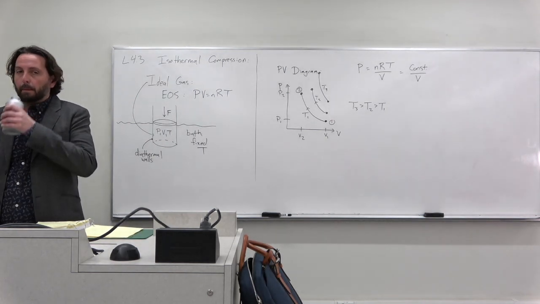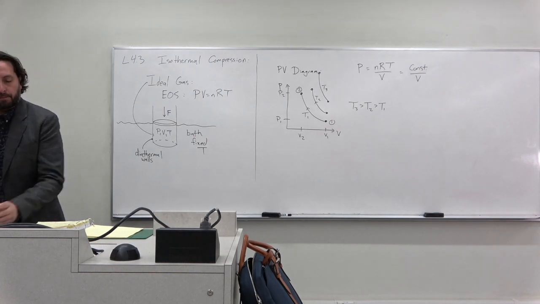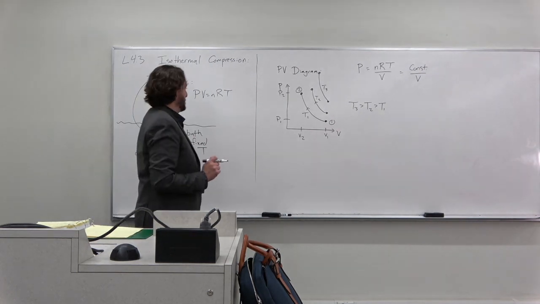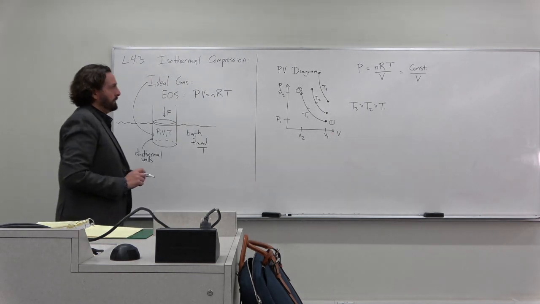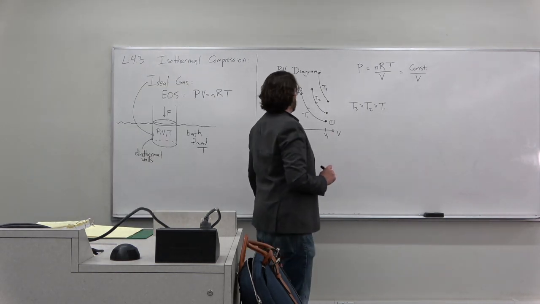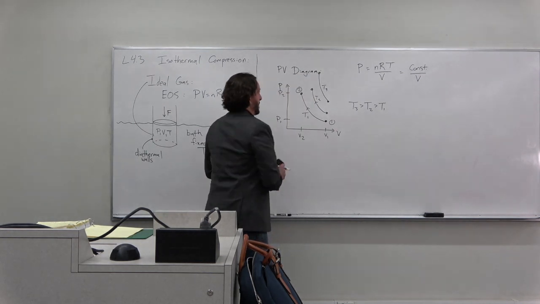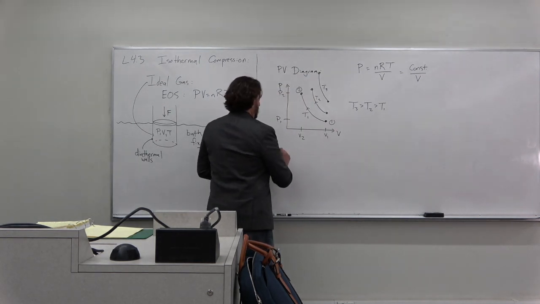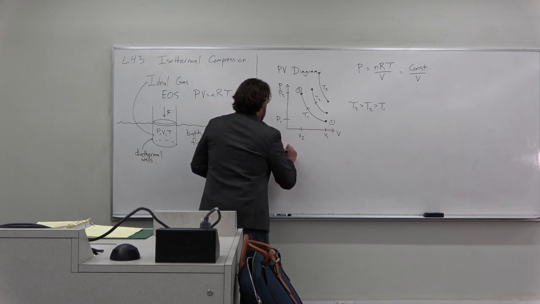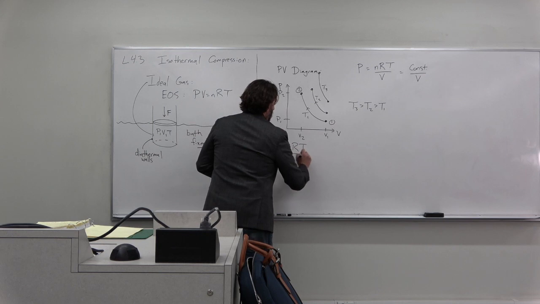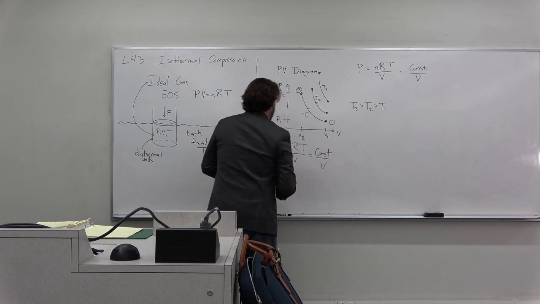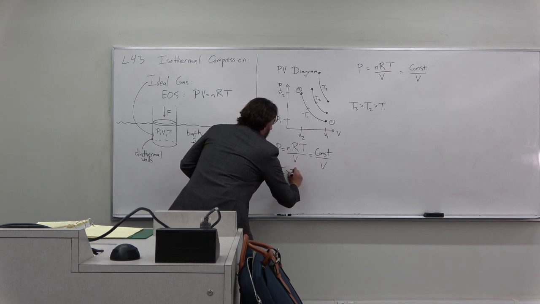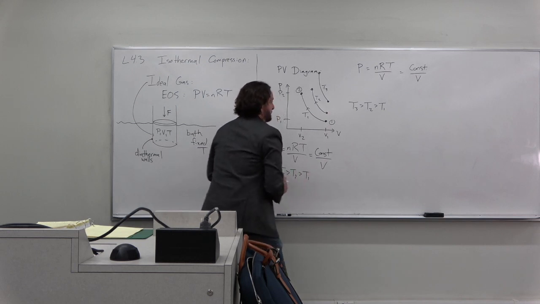Okay, now, what about the work done in this process? What happens in the work? All right, so the work done, let me actually move that down here. PV, P equals nRT over V equals constant over V, and T3 is greater than T2 is greater than T1.